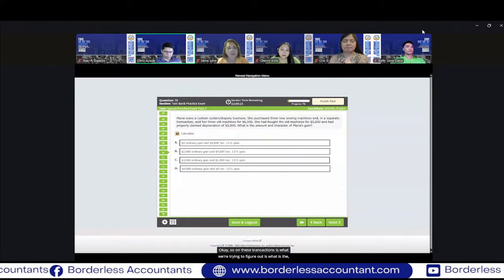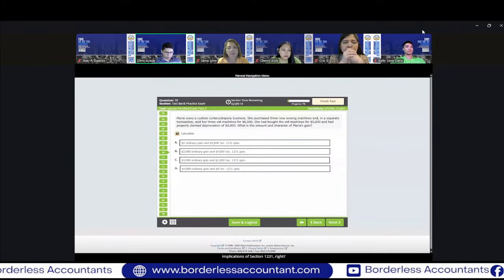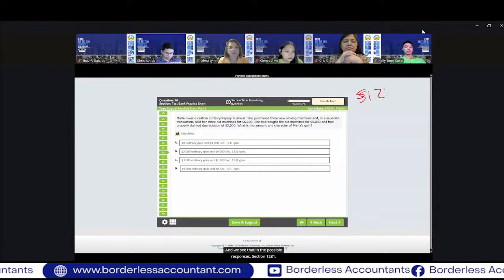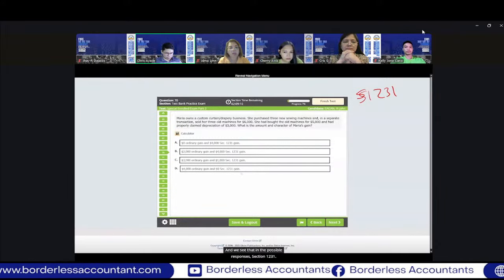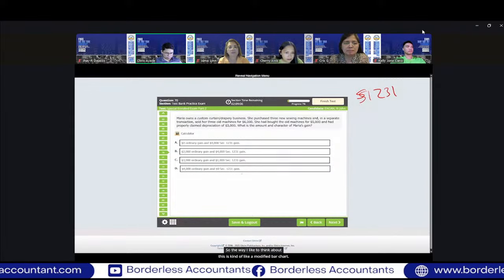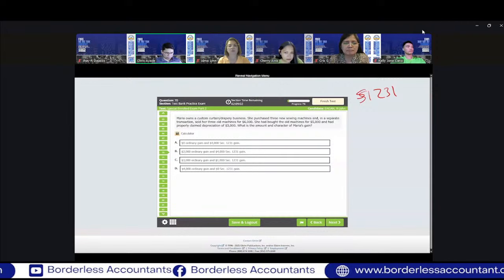Okay, so on these transactions, what we're trying to figure out is what is the implications of Section 1231, right? And we see that in the possible responses, Section 1231. So we know there's got to be a split between them in some capacity. So the way I like to think about this is kind of like a modified bar chart.